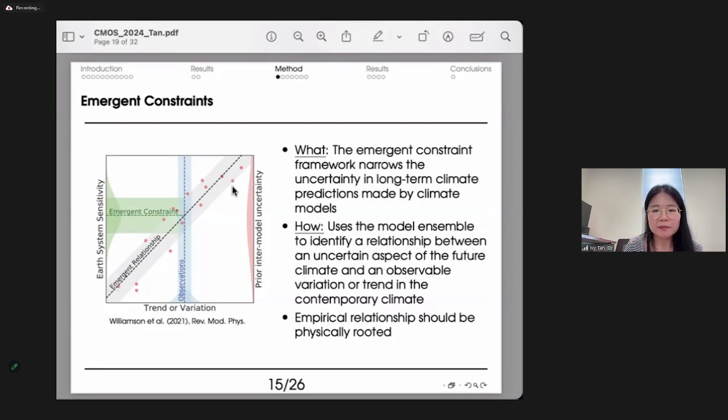So the emergent constraint method says that all of the Earth system models outside of this blue shaded region can be ruled out as being unrealistic. So that's how the emergent constraint framework works, but there's a caveat to it, and that is that these relationships have to have some sort of underlying physical mechanism behind them. The reason for that is because correlation naturally doesn't imply causation, and so any relationship between the two variables could technically be fortuitous.